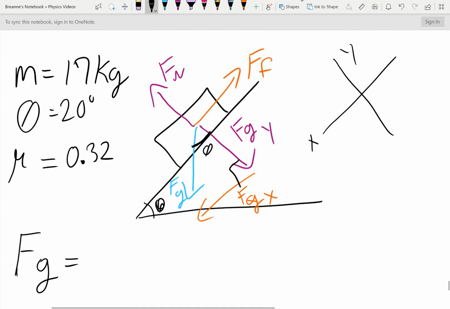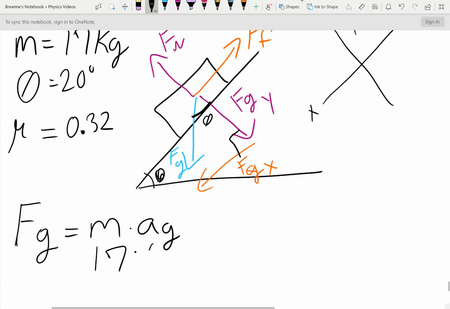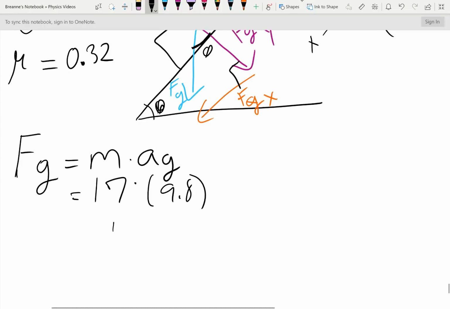Finding our force of gravity is just mass times acceleration due to gravity. We've given you the mass, it's 17. Acceleration due to gravity, we're on Earth, so it's just 9.8. So you just do 17 times 9.8, and you get 166.6 newtons. So that is your force of gravity.